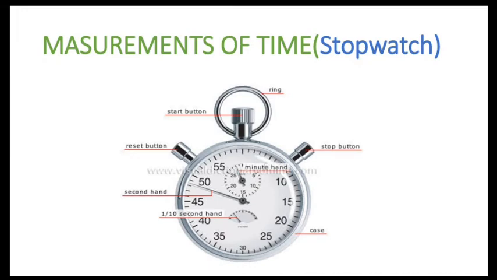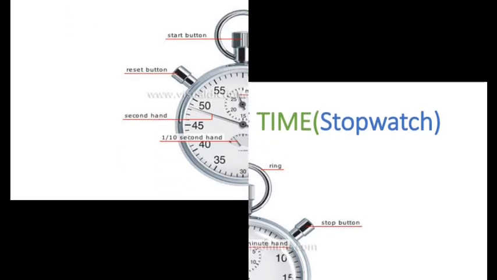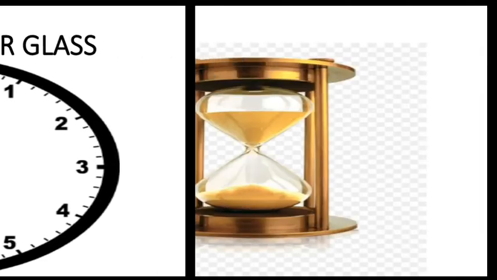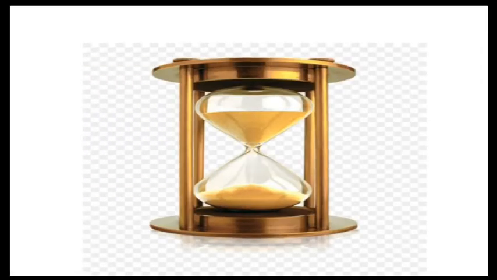In the science lab, time is measured using a stopwatch as shown on your screen. However, time is normally measured using a clock or a wristwatch. In the olden days, our forefathers used to measure time using length of shadows of objects and men. The hour clock was also used very long time ago to measure time, as shown on your screen.